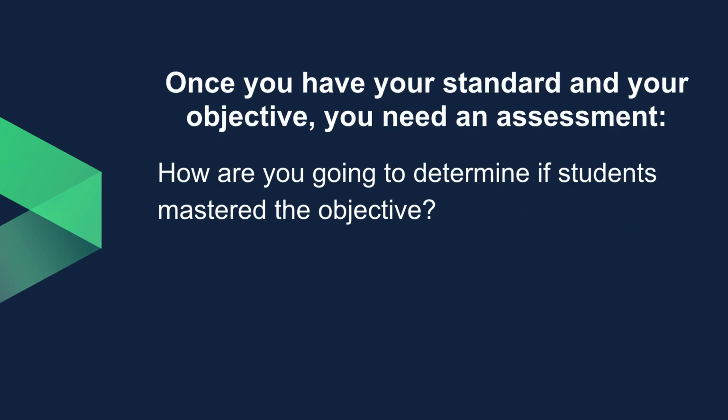So let's go through an example. So, we're going to go through our assessment. So again, the assessment is just how are you going to determine if students mastered the objective? That could be through asking them questions. It could be through a worksheet. It could be having them turn and talk to their partner and you're listening. There are lots of different ways to assess.